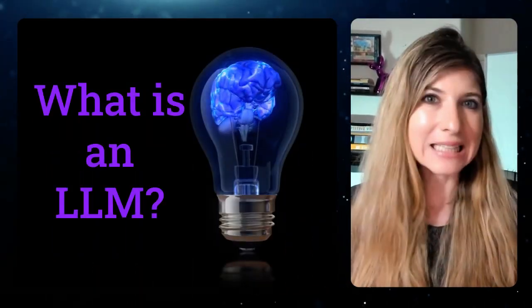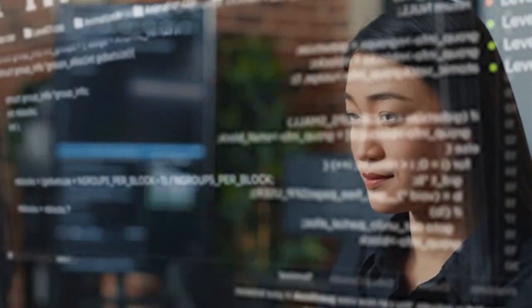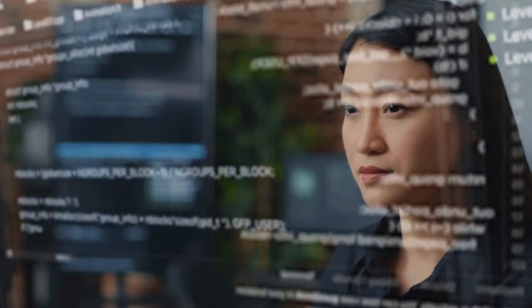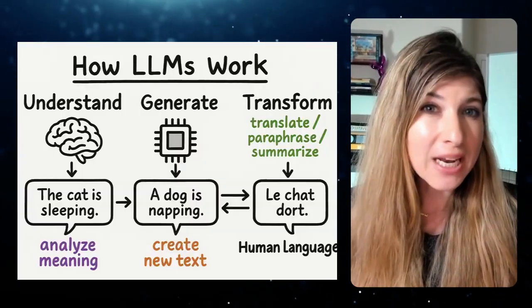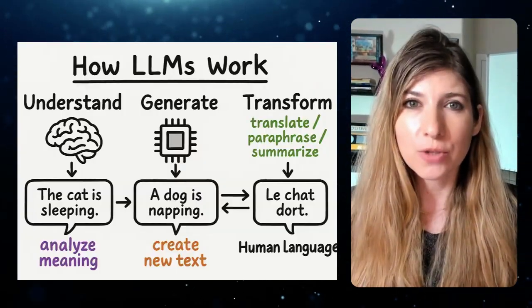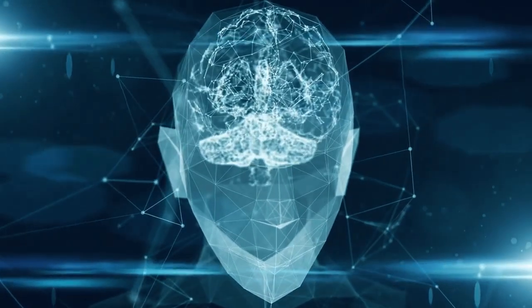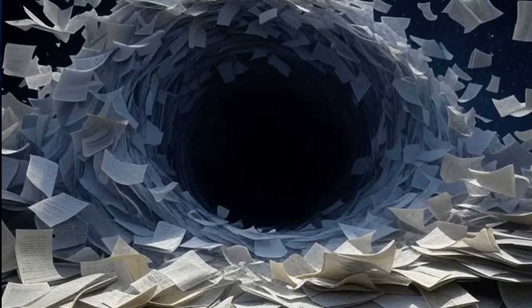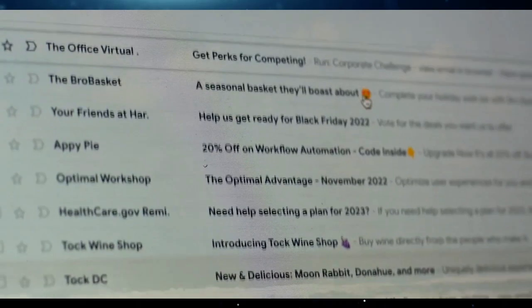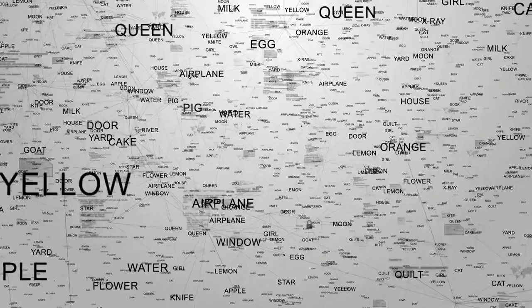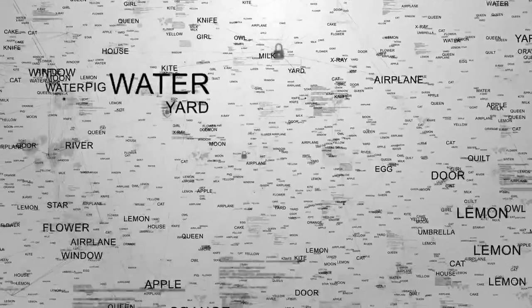So let's dive in. What exactly is an LLM? Let's start with the basics. A large language model is trained on massive amounts of text and can understand, generate, and transform human language. Think of an LLM as the brain of an AI system. Just like your brain recognizes patterns in customer behavior, these models identify patterns in language. They've essentially read every business book, email, and document ever written and learned how language actually works.